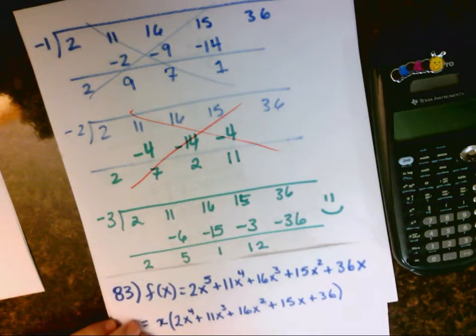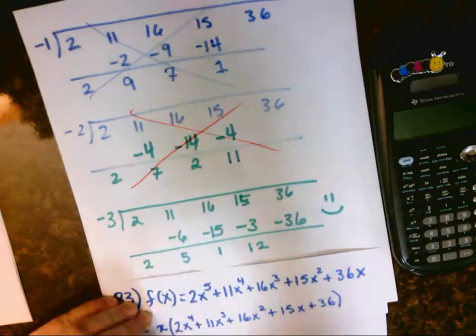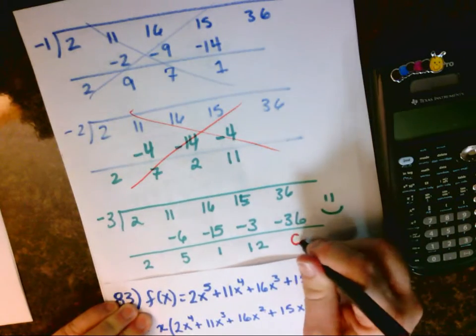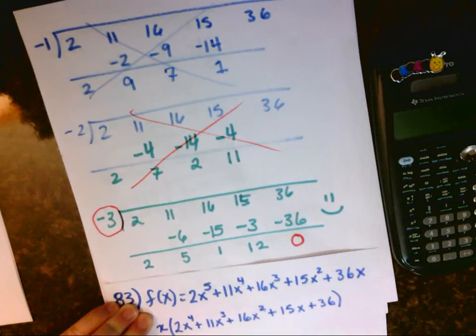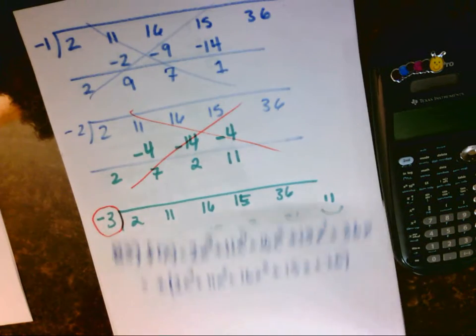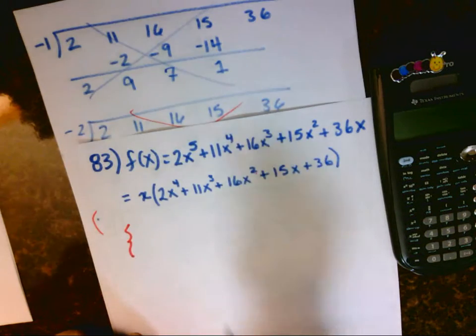So I tried -3, and yay, I have a remainder of 0. I didn't write it down, but as you can see, I do have a remainder of 0. So I say -3 is one of the zeros of this function. At this point, we go back up here, and the question asks us to find all the zeros.